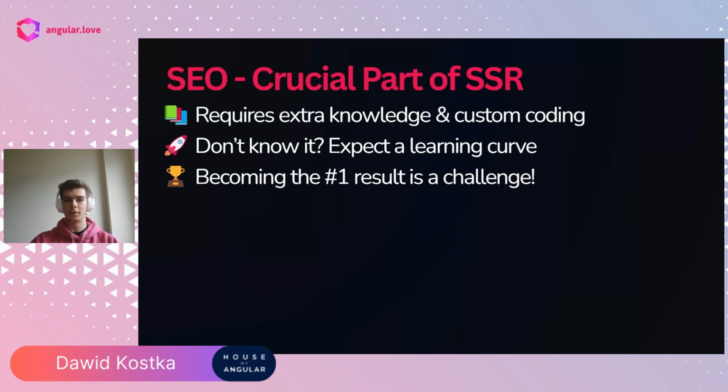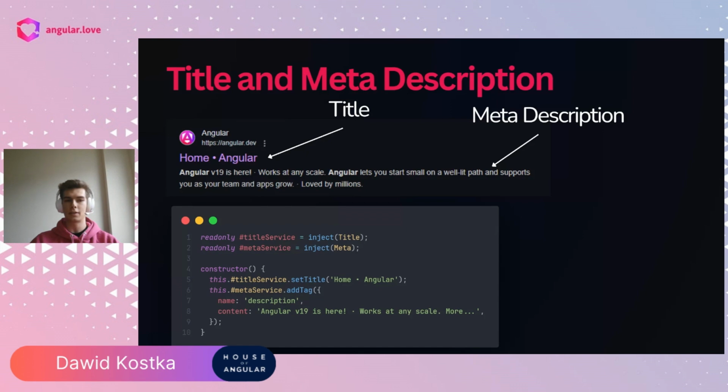There are many tools that you can utilize to boost the SEO of your website, and just one of them is the title and meta description, which are quite easy to set, and I'm sure that most of you are familiar with it. You can do it with the title or the meta service, and yeah, that's it. These services are really simple.